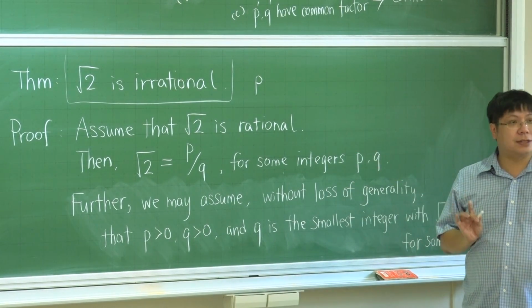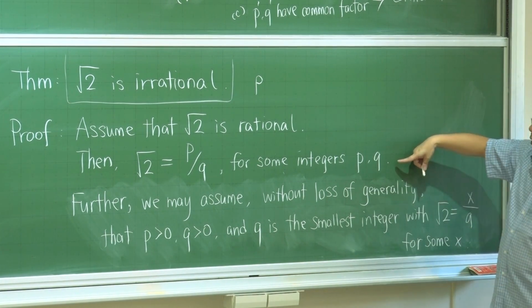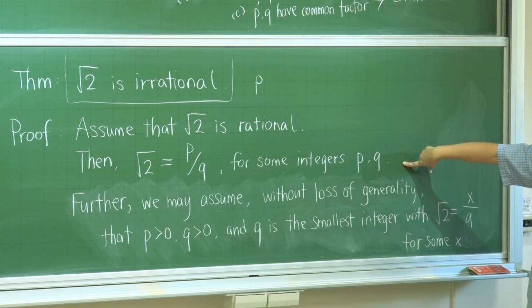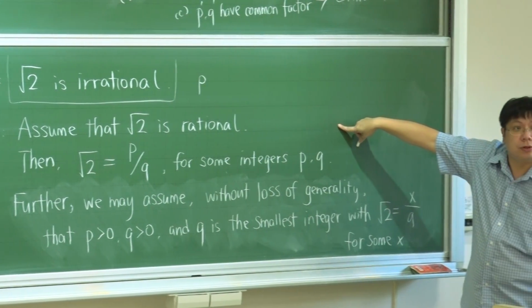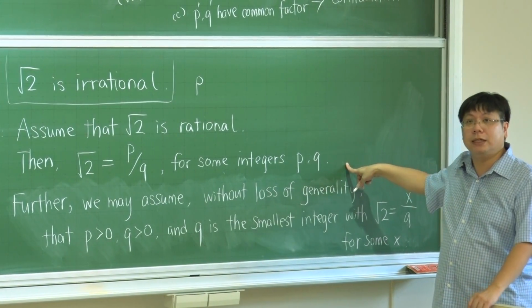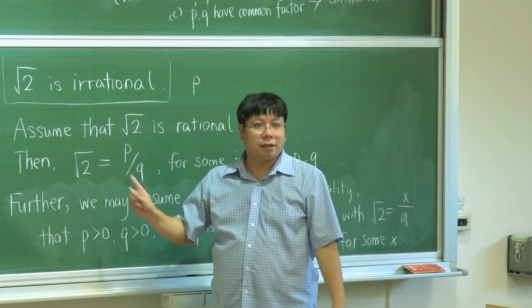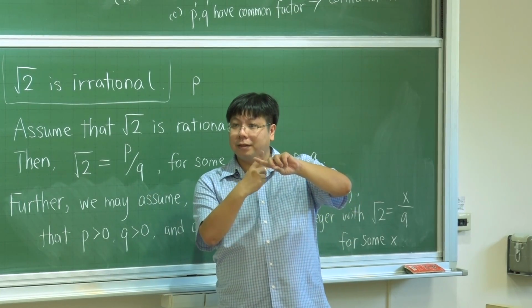So I'm going to set another trap. So this is the trap that I'm setting. So we still have the same here. We assume that square root 2 is rational, so that immediately we say square root 2 is equal to p over q for some integers p and q. Now we know that square root 2 is a positive thing.